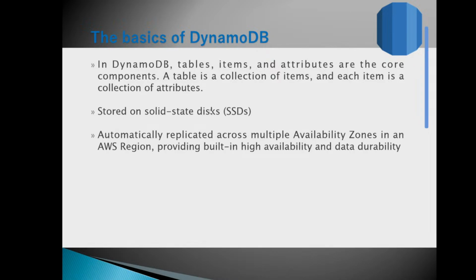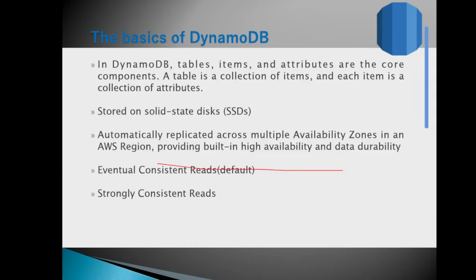The data is stored on SSDs. The data is automatically replicated across multiple availability zones in a region, providing built-in high availability and data durability. So your data is not stored in a single availability zone; it is stored in multiple availability zones, just like S3. So it's highly available, and we don't have to provision any availability zone. We don't have to select any availability zone. We only have to select the region. It's a regional service, not an availability zone service.